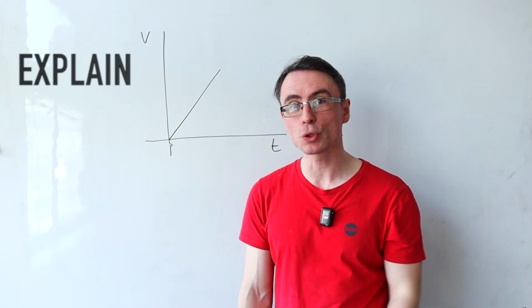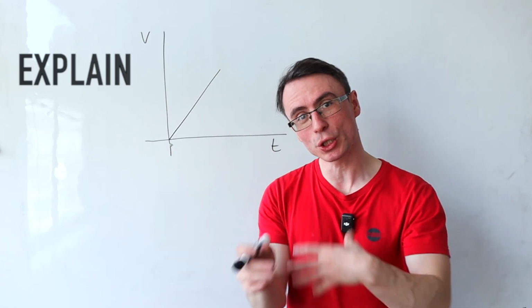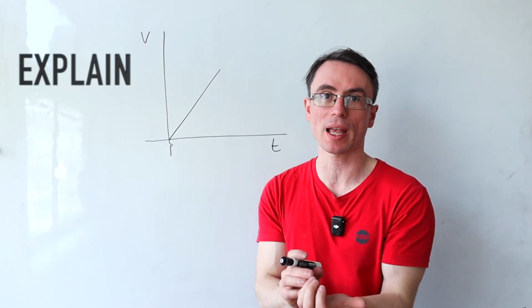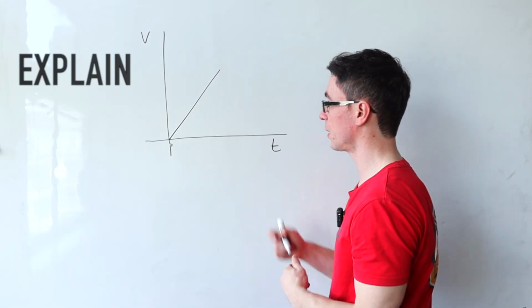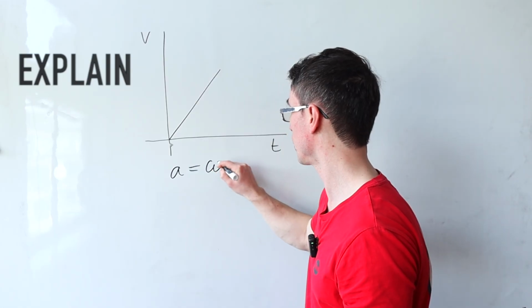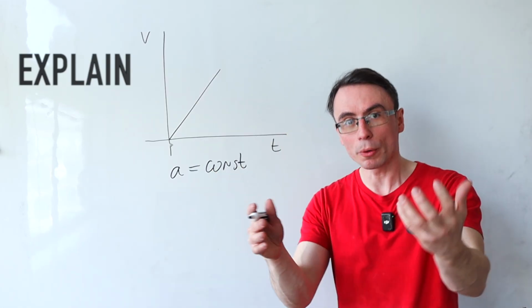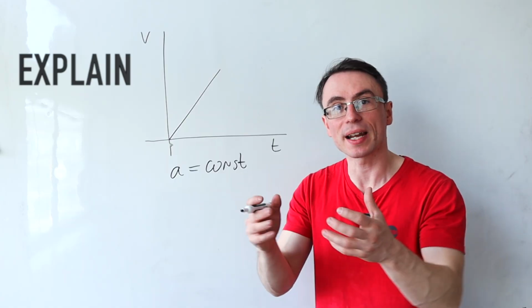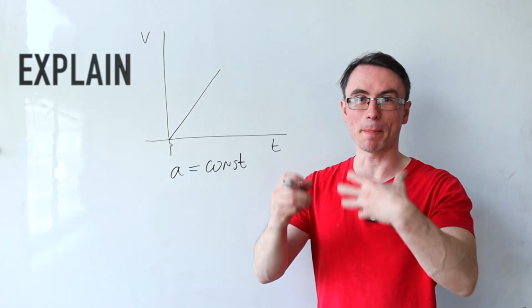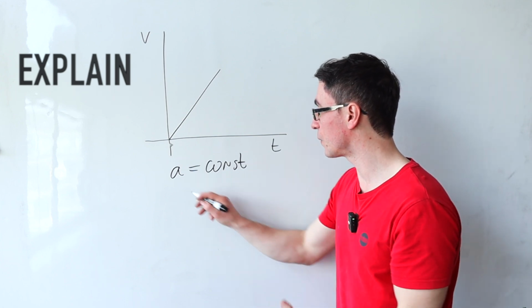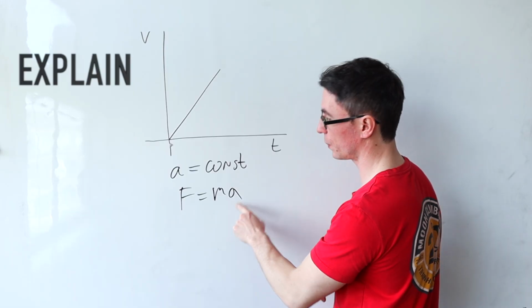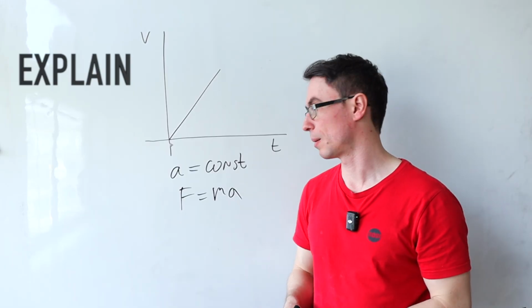Now, if we are asked to explain this, which is another command word, we have to tell the reason why that is happening. For instance, this graph here is telling us that the acceleration is constant. Well, a reason why, let's say, a car might be moving at a constant acceleration is that a constant net force is being applied, which leads to a constant acceleration because the net force is equal to the mass times acceleration.